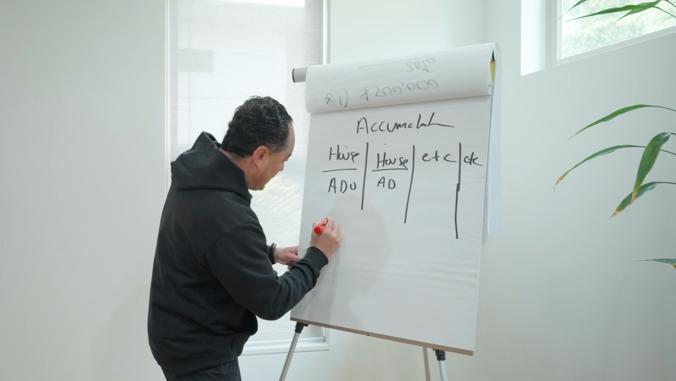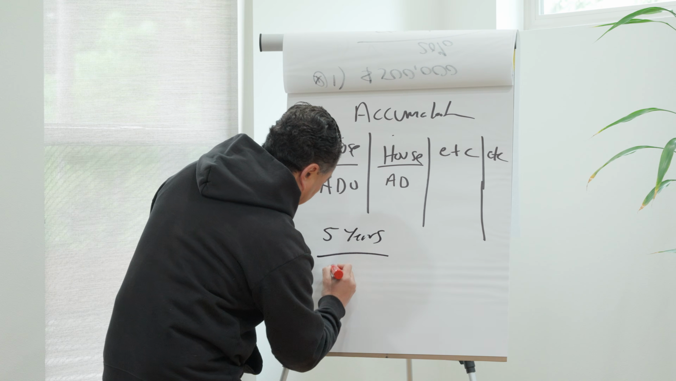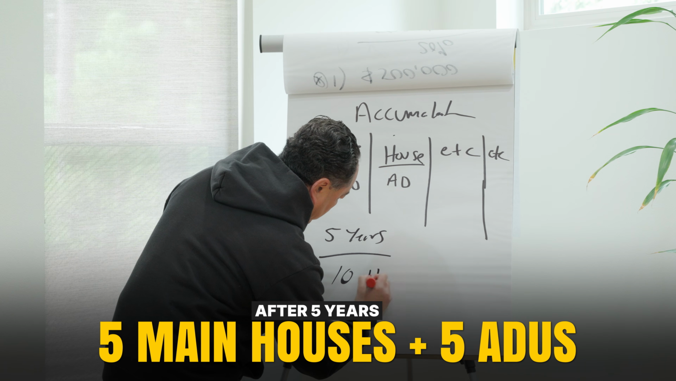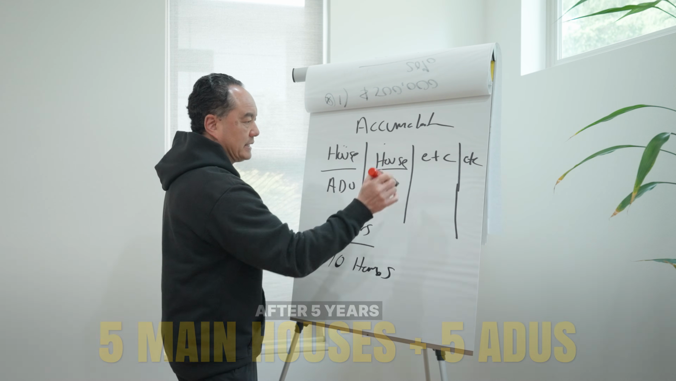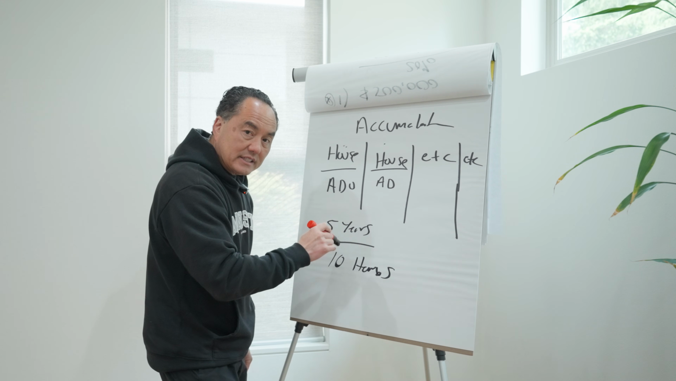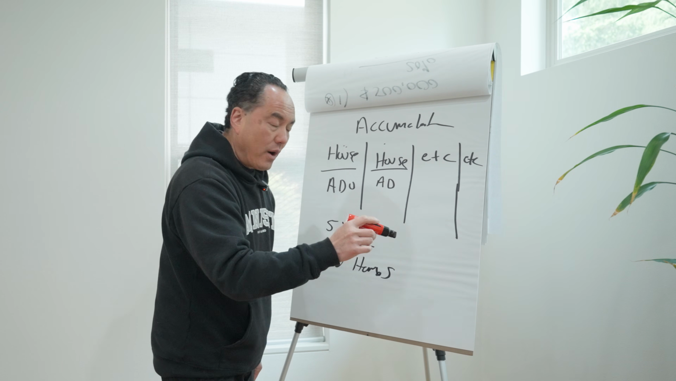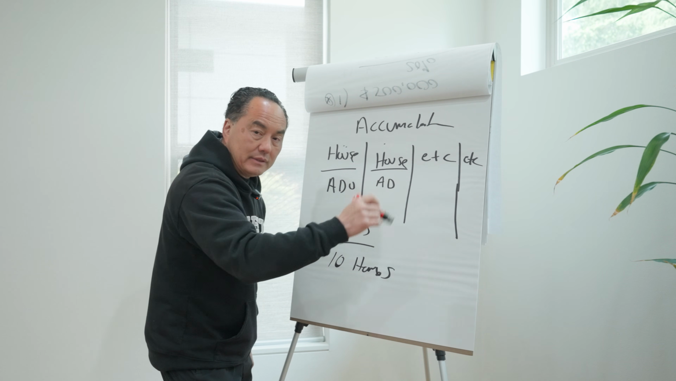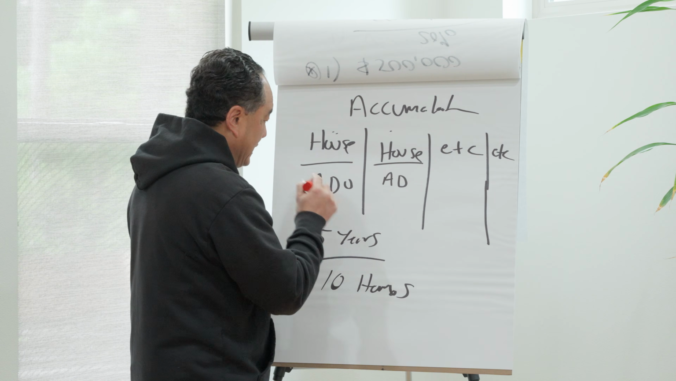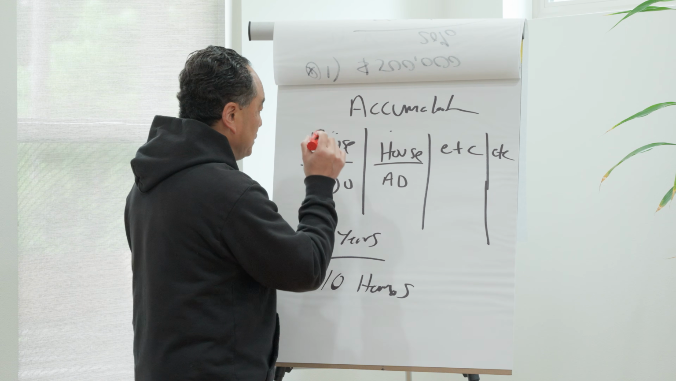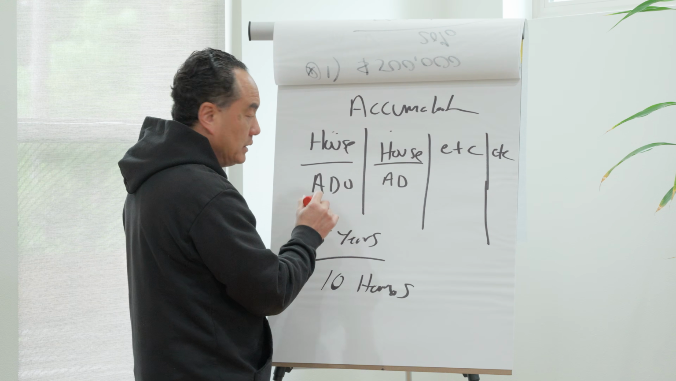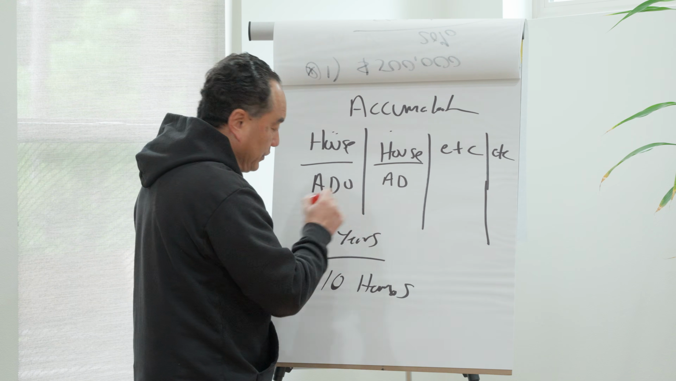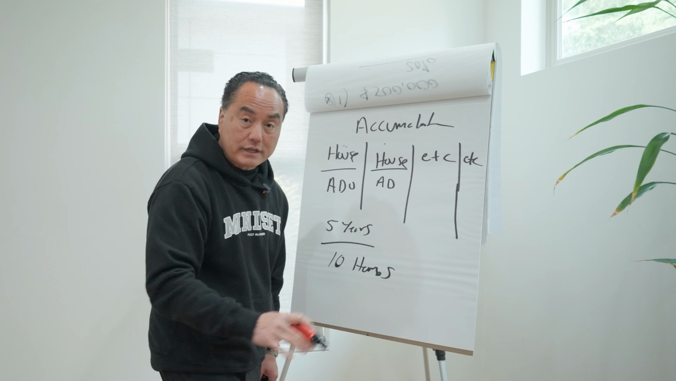Now, in 5 years, you have 10 homes. 1, 2, 3, 4, 5, 6, 7, 8, 9, 10. This didn't exist when I did it. Before, I had to buy 10 properties, down payment for 10 properties. Now, this new strategy is you buy one, you build the ADU. You buy another one, you put the ADU. This is the biggest hack of all time.